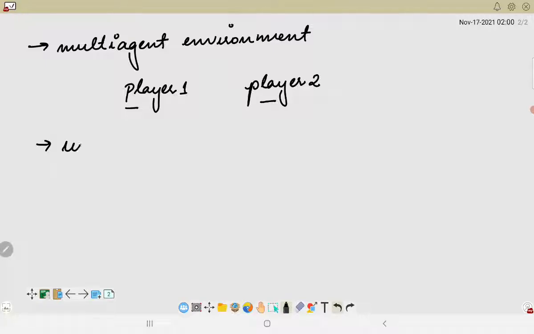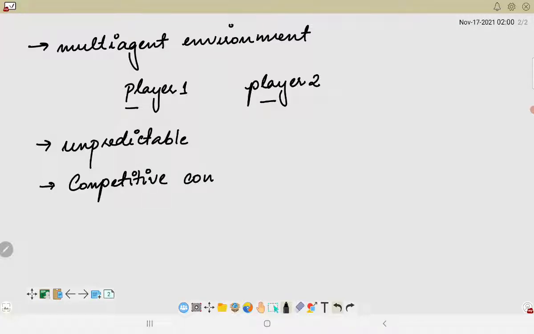It is very much unpredictable, because we can predict our own actions, but we will not be able to understand or identify what the opponent is going to play. The next one is that it involves a very competitive environment.